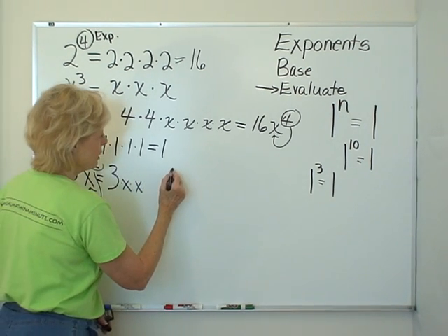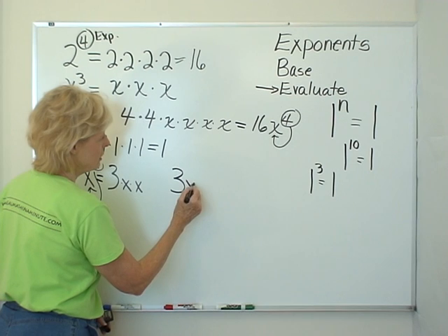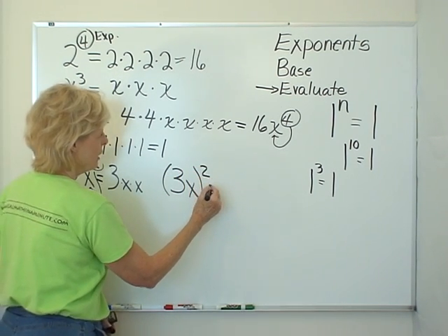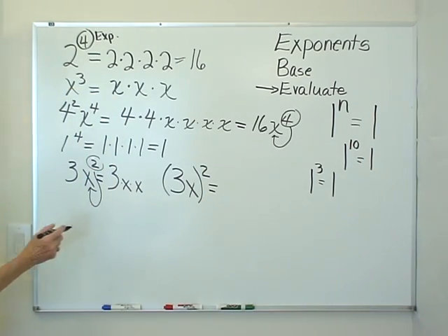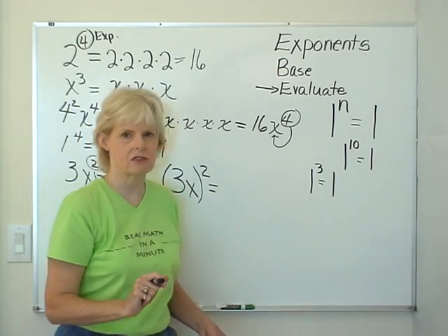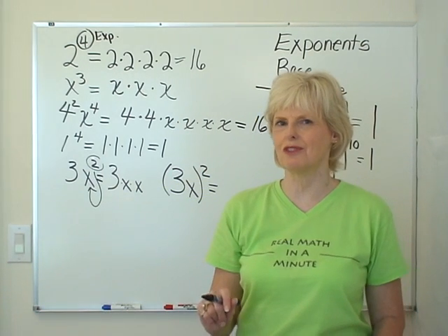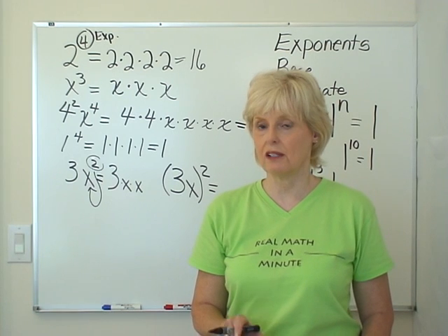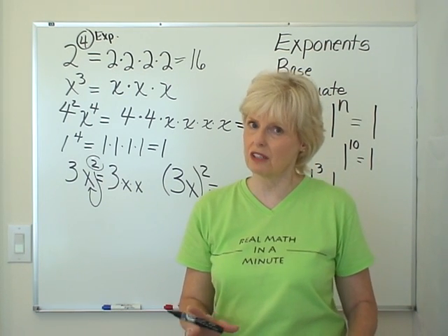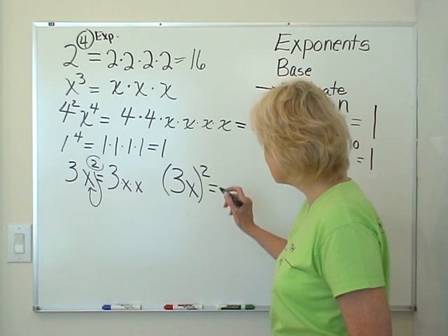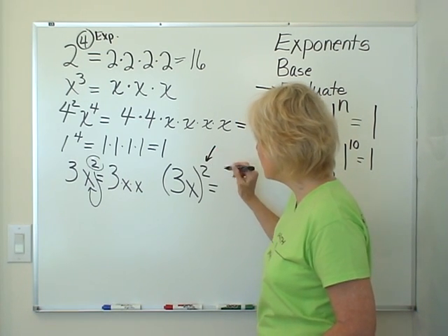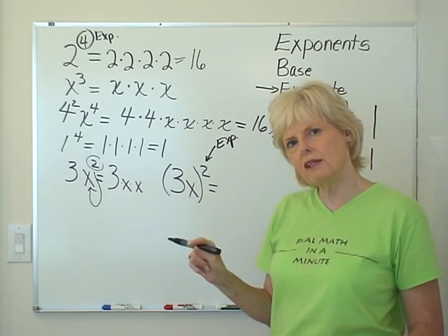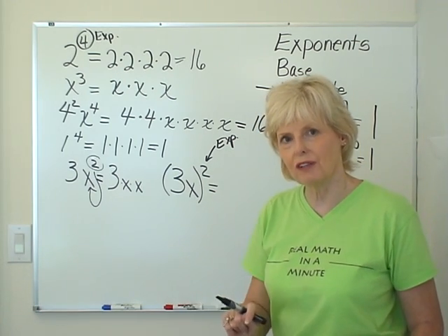All right, now let's take a look at this one. Let's say we've got (3x) and we've got a square out there and we have the parentheses. Now let's think carefully about what that means. Exponent tells you how many times the base is multiplied by itself. So let's get clear on what the base is. Well, the exponent is clearly 2. That's definitely the exponent. All right, well, what is the base? The base is what the exponent goes with.